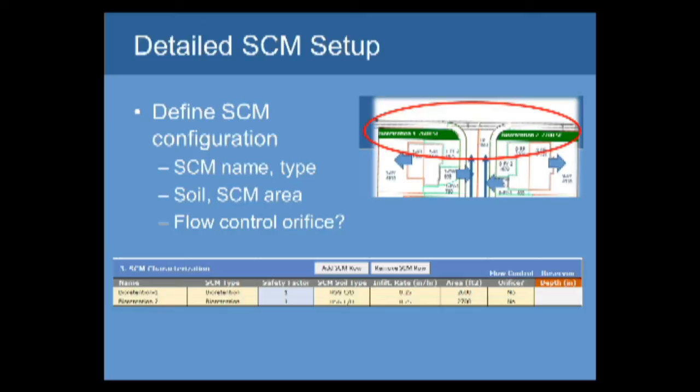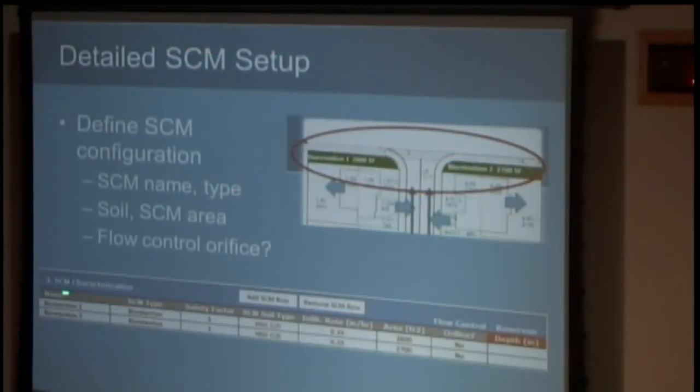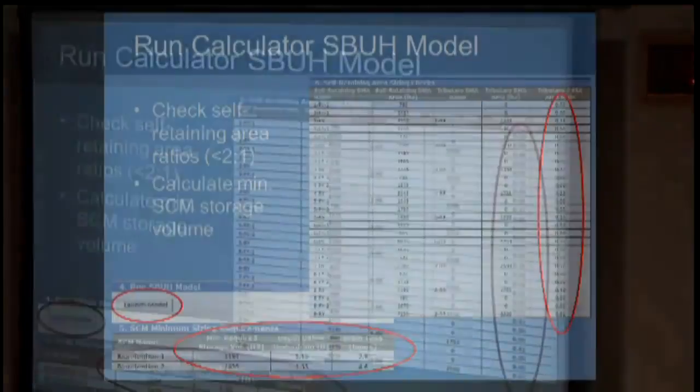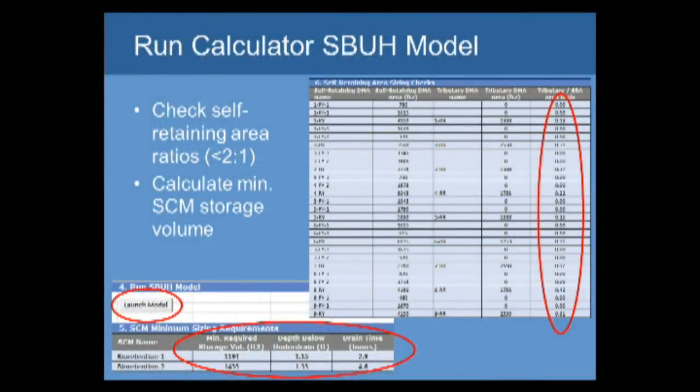Okay, so similar to what I just showed on the DMA slide, we have a detailed setup here in the SCM table. Have your names match SCM types, soil types, areas, and whether there's a flow control orifice included in the design. And I've said for this example, no. Okay, so after the engineering plans are developed, how long does that take? There are a lot of DMAs. Maybe a couple hours, an hour and a half to enter all that information after the engineering plans are done? Not much.